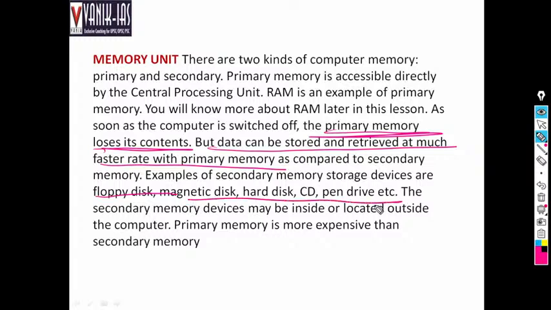These are the secondary memory. The secondary memory devices may be invisible or local in the computer. Primary memory is more expensive than the secondary memory, right? Primary memory is built inside the mobile, right? Especially, for example, where we store various applications in primary memory, right?